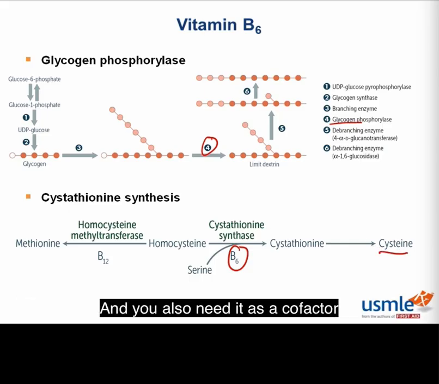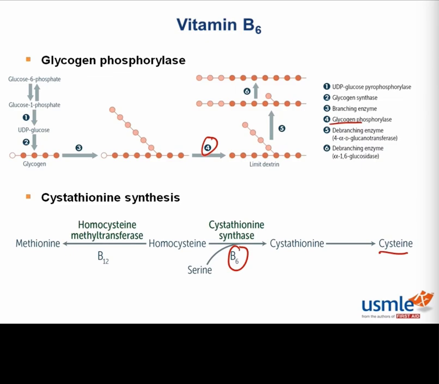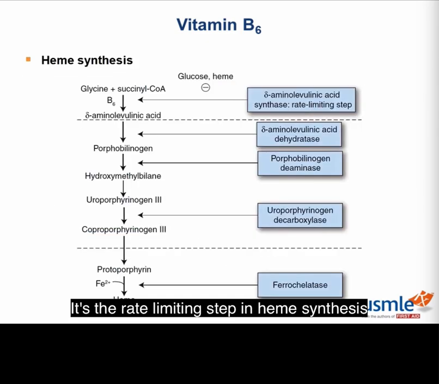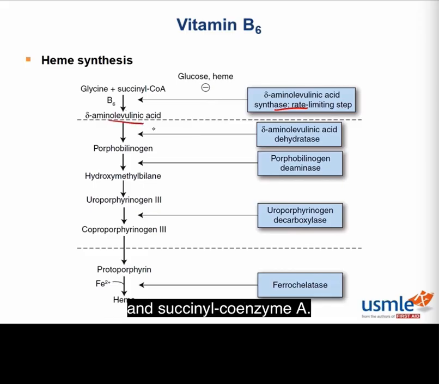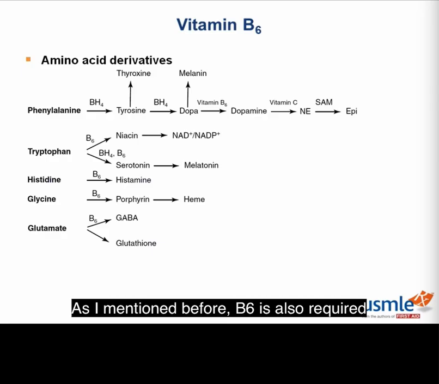And you also need it as a cofactor for delta-aminolevulinic acid synthase. Do you remember what that enzyme is used for? It's the rate-limiting step in heme synthesis, and makes delta-aminolevulinic acid from glycine and succinyl coenzyme A. As I mentioned before, B6 is also required for the synthesis of niacin from tryptophan.